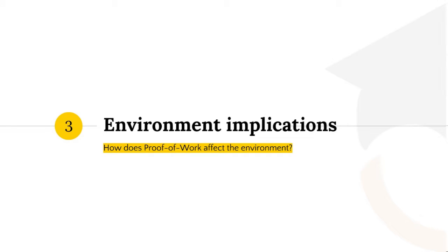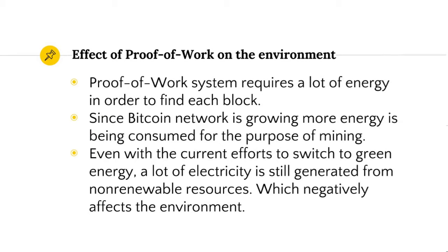So let's talk about the environmental implication of Proof of Work. Proof of Work system requires a lot of energy in order to find each block. Since the Bitcoin network is growing, more energy is being consumed for the purpose of mining. Even with the current efforts to switch to green energy, a lot of electricity is still generated from non-renewable resources, which negatively affects the environment.